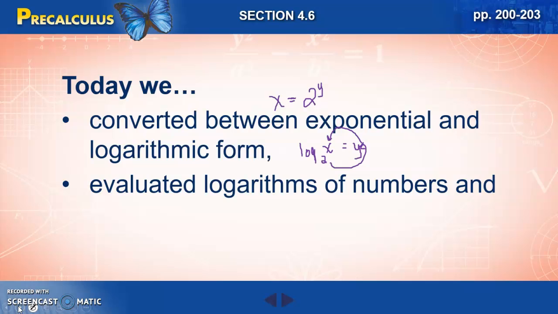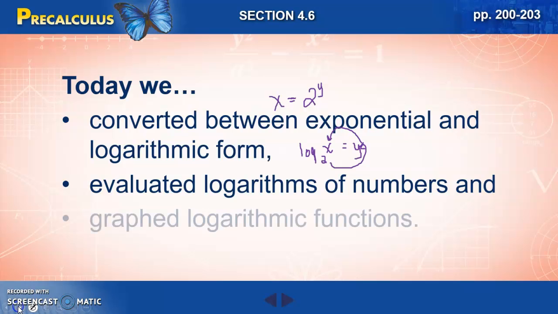We also looked at a graph of the exponential function and the logarithmic function. We evaluated logarithms of numbers. Once you put it into log form, you can just plug that into your calculator, and we graphed logarithmic functions. Now, we only looked at the log base 2 of x, but we could definitely see the general shape there, and we can then graph any other logarithmic functions that come our way.